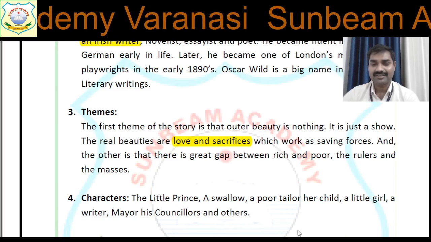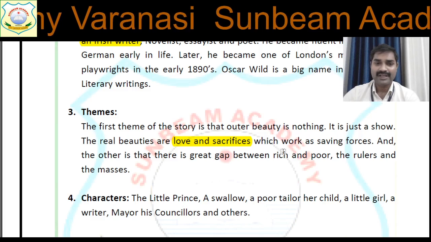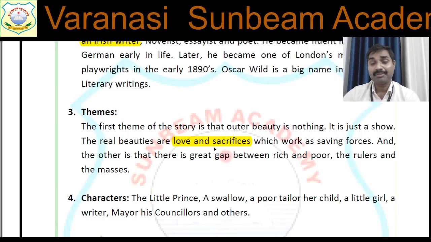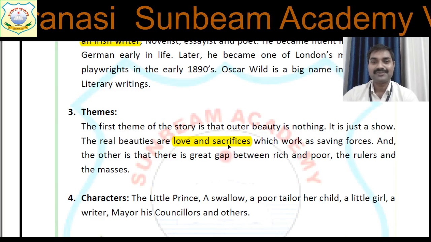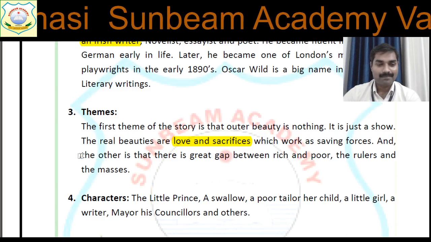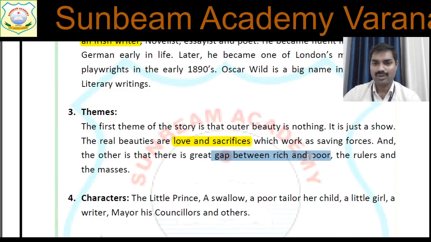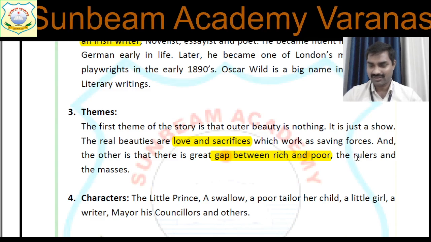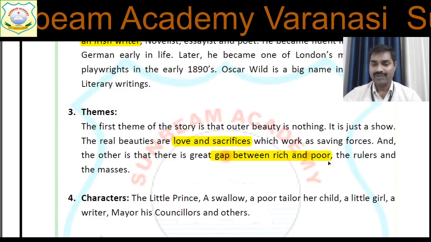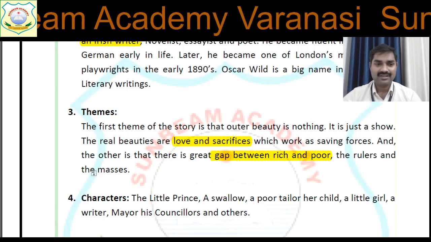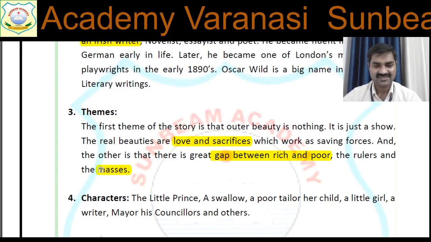This is the real thing, which works as a saving force. And these two qualities are in the parents. And the other theme is that there is a great gap between rich and poor. That's common, you would have read in civics or political science or any other social science subject. There you would have read about the rulers and the masses, meaning many people, so they are called masses.